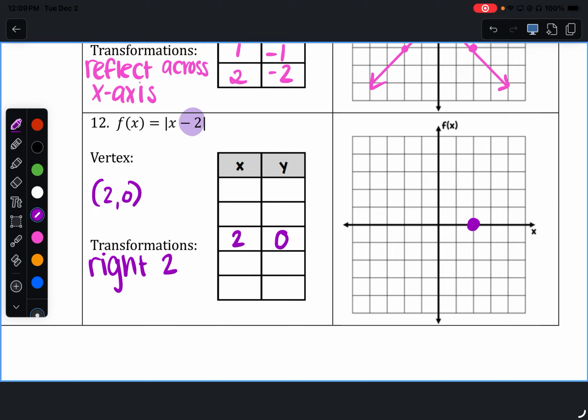Does a stretch or shrink or reflection affect your vertex? No. Okay, so that isn't going to affect where our vertex goes, but does going down 1 affect our vertex? Yeah. So what would our vertex be? 0, negative 1. Okay, we can put that in the middle of our table. 0, negative 1.